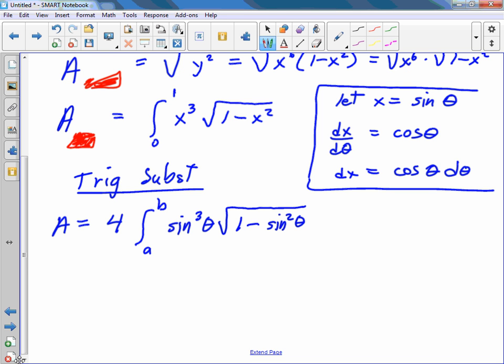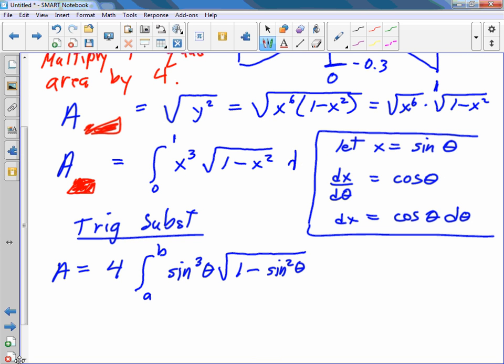Okay, so we got 4ab sine cubed theta times 1 minus sine theta. But I still have a dx here, right? I didn't have my dx there, so now we can put it. Times cosine theta d theta.